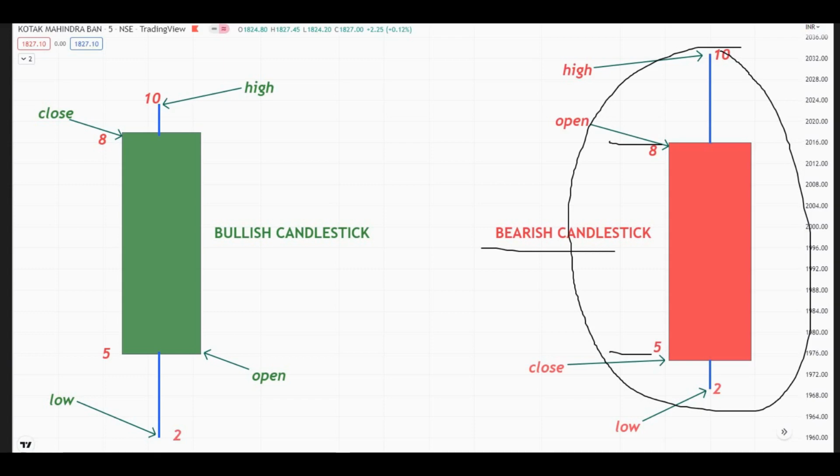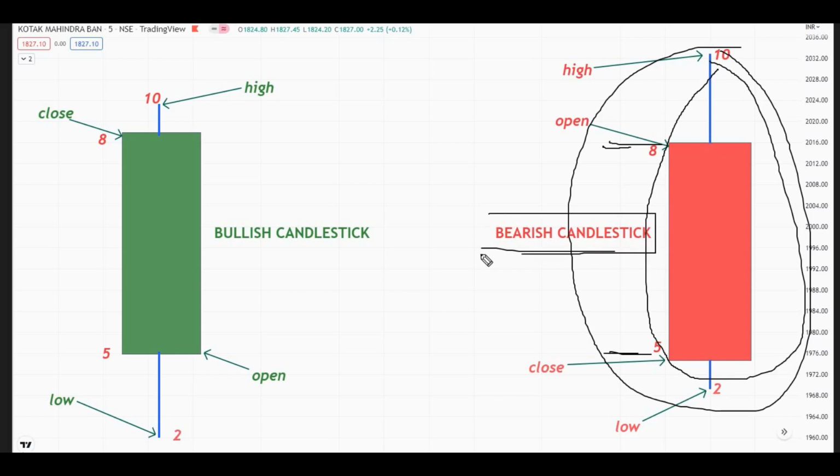So the closing is lower than the opening price. This indicates the prices have made a substantial loss during the course of the whole day. So we will term it as a bearish candlestick chart pattern.